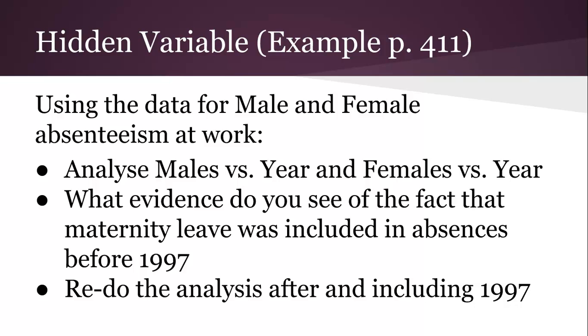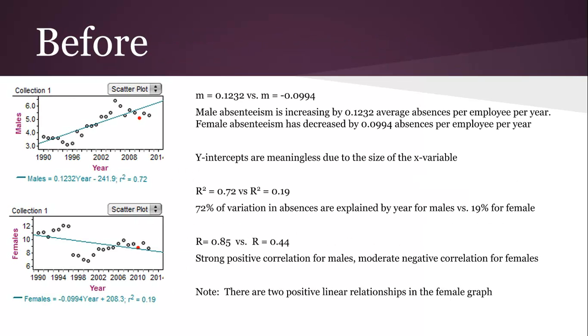The second way we can do this is a hidden variable. From the example on page 411, we're looking at absenteeism for male and female. First we're going to look at years versus males and years versus females, the number of absenteeism. So we've got our slope. The slopes originally are 0.1232 versus negative 0.0994. So what they're saying is males are increasing absenteeism by 0.1232 average absences per employee per year, and female is actually decreasing by 0.0994 absences per employee per year.